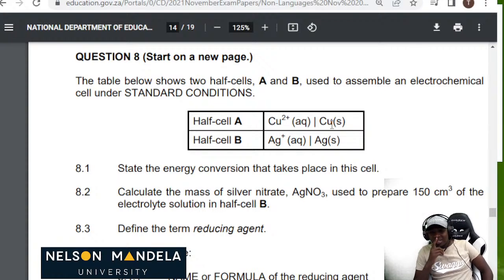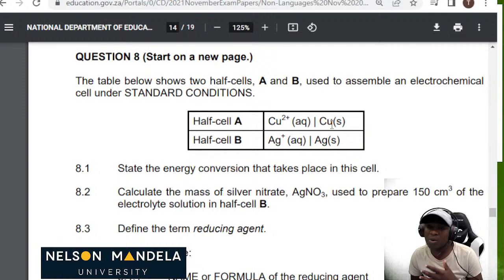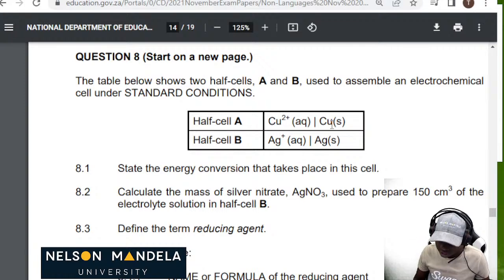First, which cell is this? Definitely this is not an electrolytic cell. This is a galvanic cell. Why is it a galvanic cell? We can actually see that we have two half cells there, and these two are connected together by the salt bridge. So we know that an electrolytic cell is not connected to the salt bridge, whilst a galvanic cell is connected to a salt bridge.